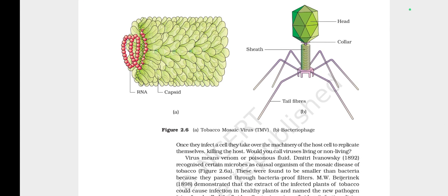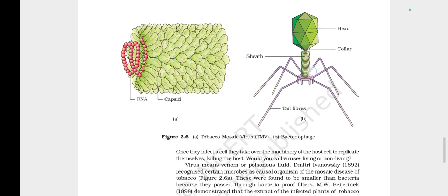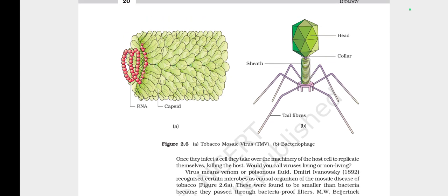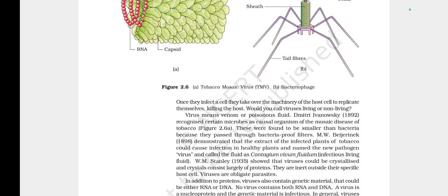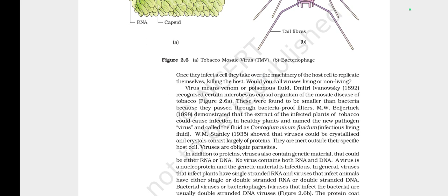First is the tobacco mosaic virus, second is the bacteriophage. This is the head, collar, sheath, tail fibers. This is RNA, and the capsid is the protein coat. Once they infect a cell, they use the host cell machinery to replicate themselves, killing the host cell. Would you call a virus living or non-living?